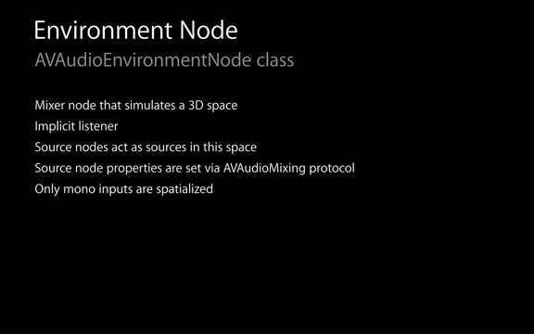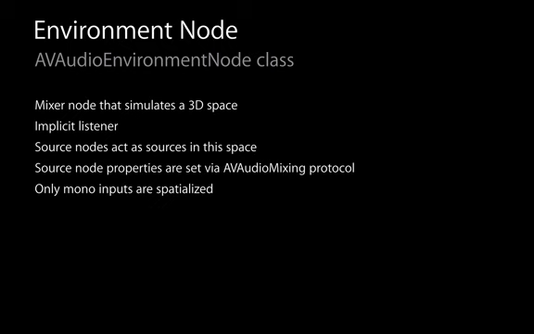I'd like to introduce a new node called the environment node. And this is essentially a 3D mixer. So when you create an instance of the environment node, you have a 3D space, and you get a listener that's implicit to that 3D space. All of the source nodes that connect to the environment node act as sources in this 3D space. The environment has some attributes that you can set directly on the environment node, and then each of these sources have some attributes, and you can set those using the AVAudioMixing protocol's 3D properties.